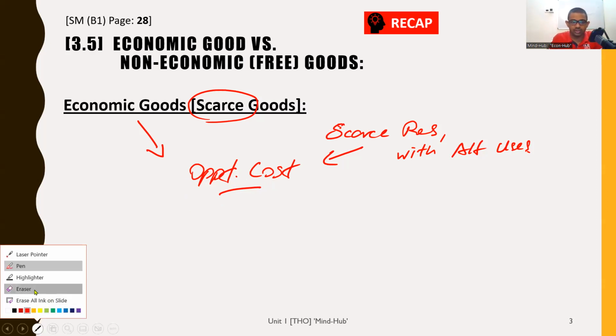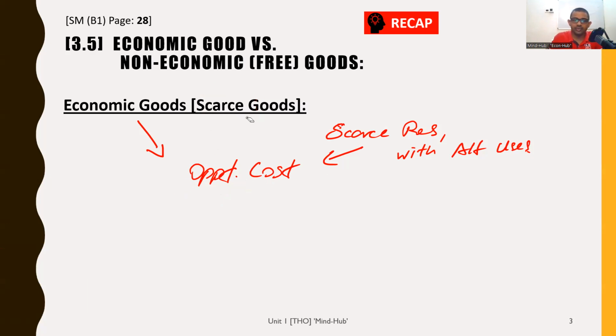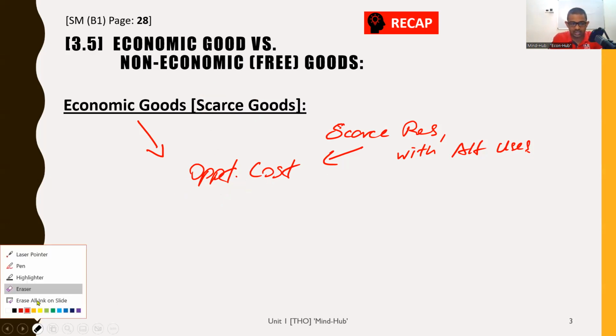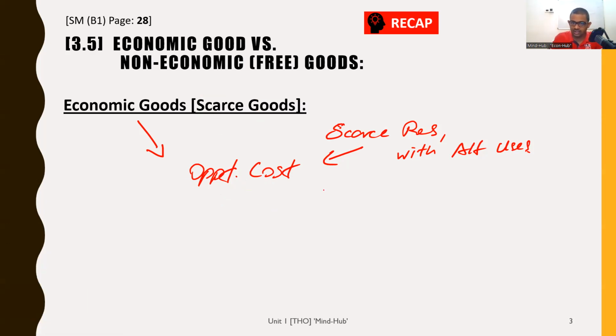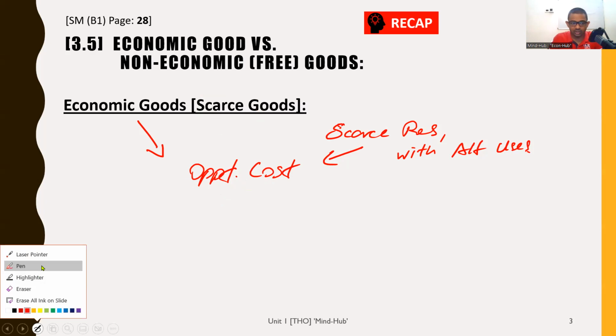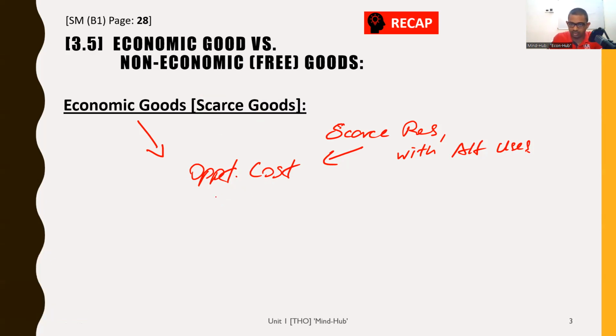Economic goods have an opportunity cost because they are produced using what resources? Scarce resources with alternative uses. Yes. So therefore, economic goods always have an opportunity cost. Because economic goods have an opportunity cost, we realize economic goods are, number one, limited in availability or limited in supply. Why? Because of the effect of scarcity. They are supplied using scarce resources. They have an opportunity cost. They are limited in supply.